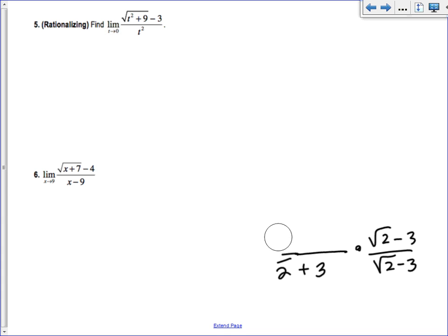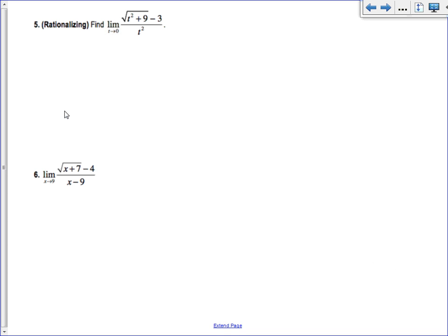Now, it's not necessarily in the denominator. You could rationalize the numerator as well. The key is if you see a square root in the problem, and when you plug in the value, if I plug in 0, do you see how you're getting 0 over 0? That's when you use this trick. You see a square root in the problem, try this trick. So I'm going to multiply by the conjugate of the top: the square root of t squared plus 9 plus 3, on the top and the bottom.